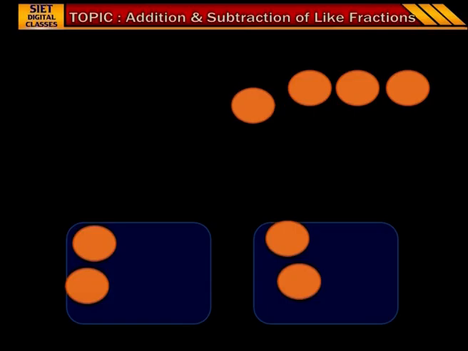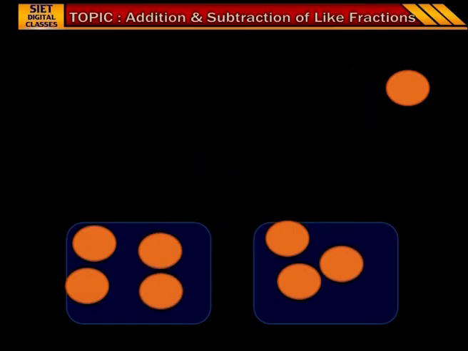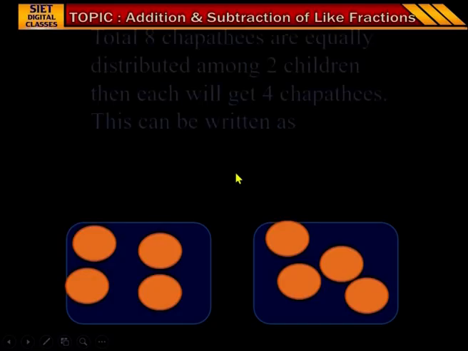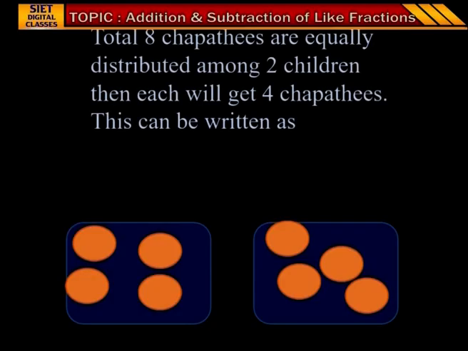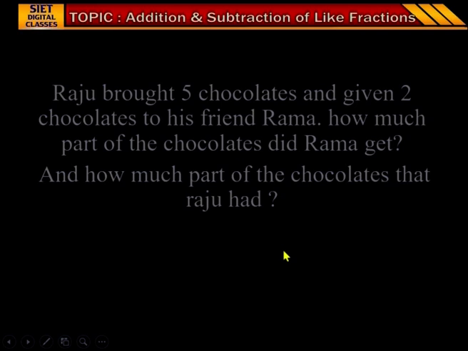Are you observing, children? We are sharing equally. So, each person will get 1, 2, 3, 4, 4 chapatis. So, total 8 chapatis are equally distributed among 2 children, then each will get 4 chapatis. This can be written as 8 by 2. 8 chapatis shared among 2 children, each will get 4. Let us see another situation.